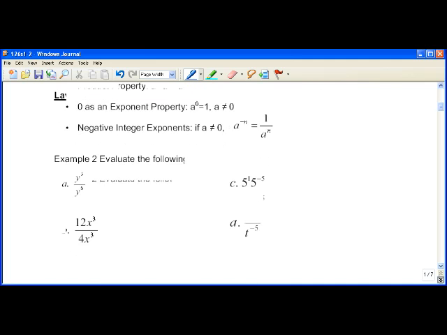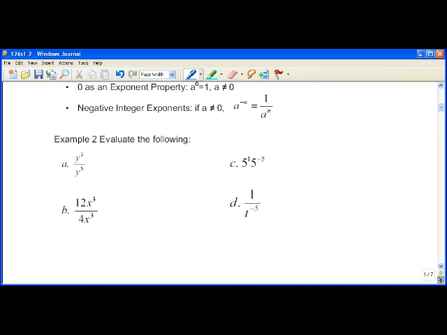So we're going to evaluate the following. Y to the 3rd power over y to the 6th power. That's y to the 3 minus 6 when we're doing the division, which is y to the negative 3. And we typically write that without the negative power. Sometimes we want it without the negative power. We write 1 over y to the 3rd power.